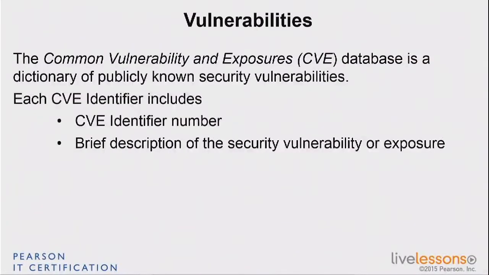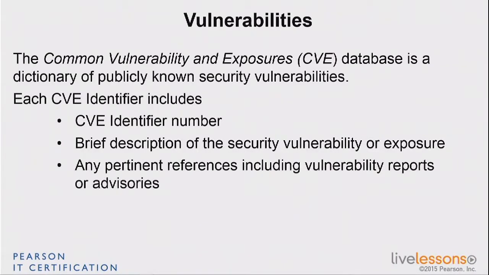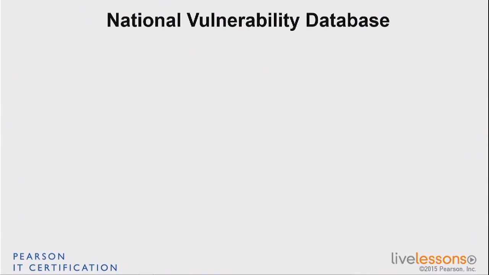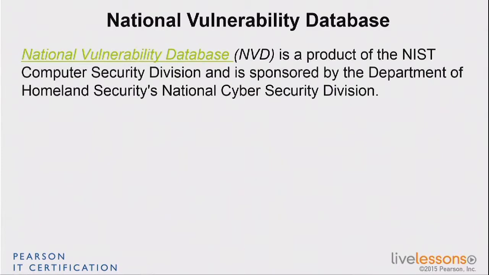You'll also get a brief description of the security vulnerability or the exposure, and then there'll be any pertinent references, including vulnerability reports or advisories. So if you are given information that has a CVE number, you can always go back to this database and look it up, or you can be searching this database on a regular basis to understand what are new vulnerabilities. And very often when vendors will provide information about their vulnerabilities, they will include the CVE number or the CVE identifier. All of this information is available to everyone in the National Vulnerability Database.